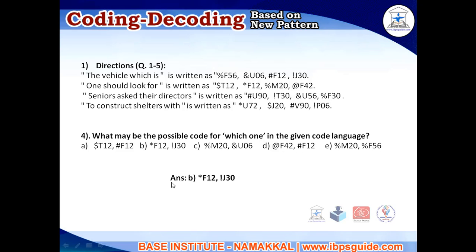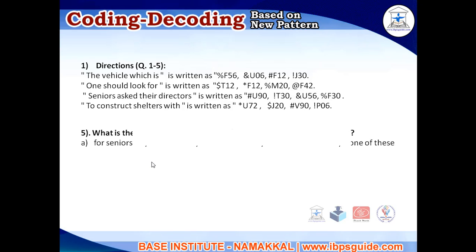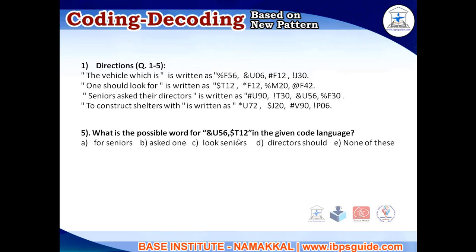And then we move on to the next question, that is what is the possible word for U56 $T12 in the given code language? This question is like that of the third question. Okay, solving in that manner, we can get A option, that is Faucinius, will be the answer.